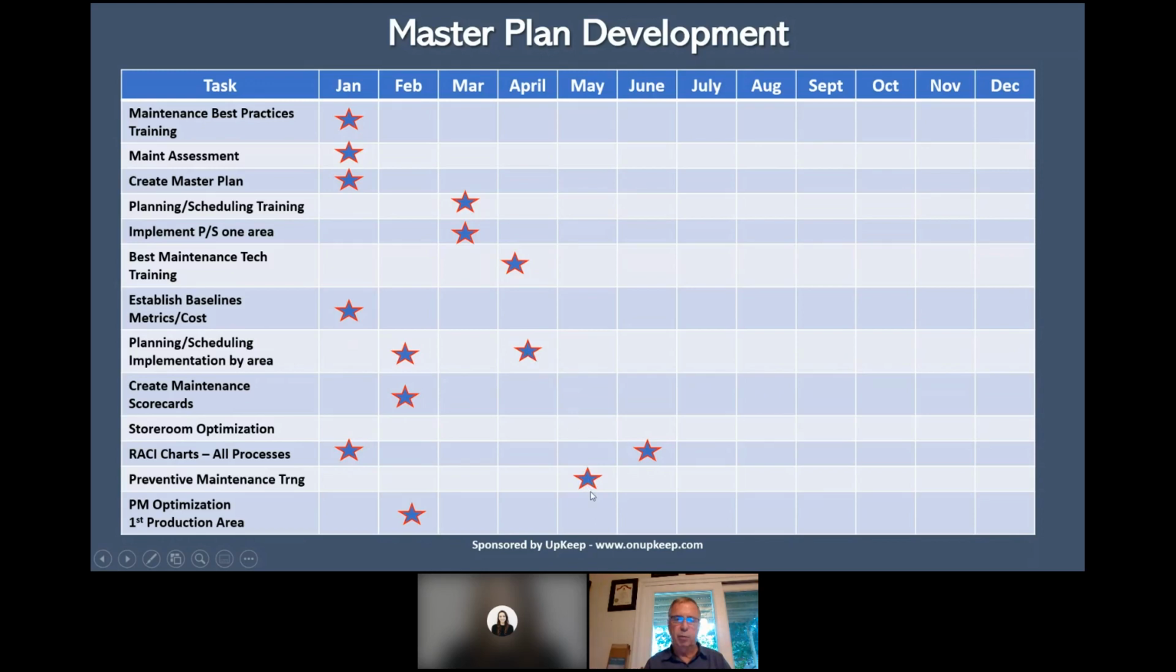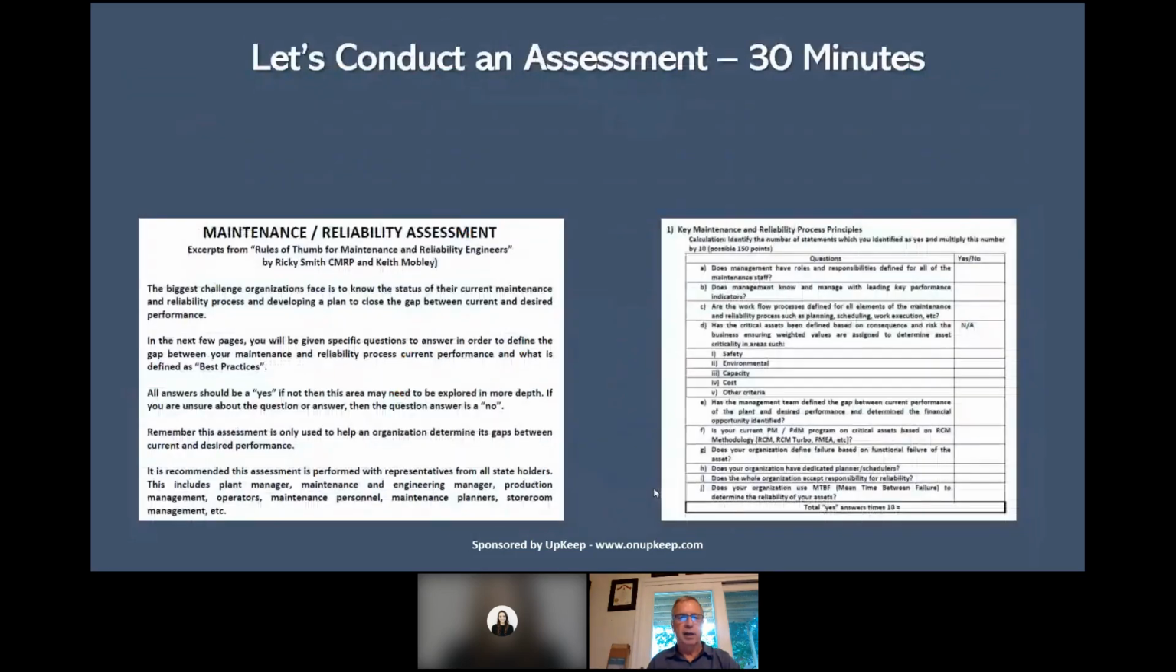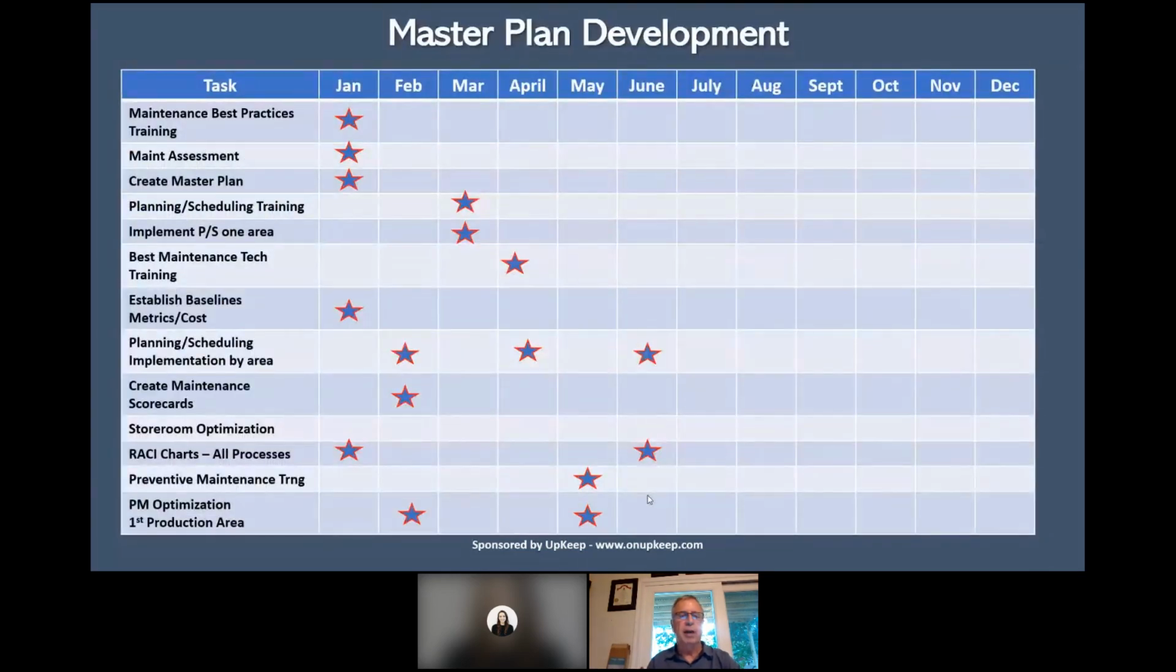Now we're going to another area. Preventive maintenance training. PM optimization on the first production area. I told you this is a quick win for you if you're trying to get management's attention to move forward with an assessment or a master plan. And again, we're going to move to the next area, planning, scheduling, implementation by area. So now February, we implemented in one area, April another, and June another.